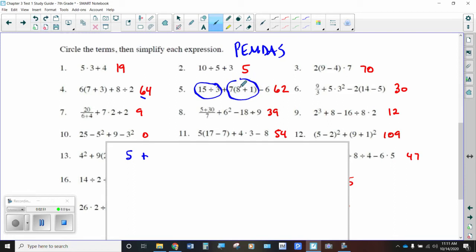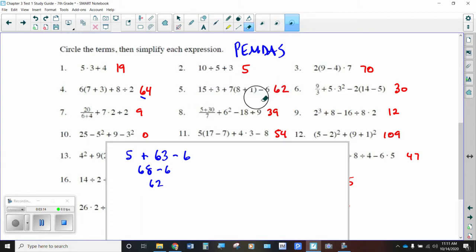So that is 7 times 8 plus 1, but we got to do the 8 plus 1 first. So that becomes 7 times 9, which is 63. And then you've got this term, which is the 6. So 5 plus 63 is 68, and 68 minus 6 gives you 62 for an answer, and that's what we got here.